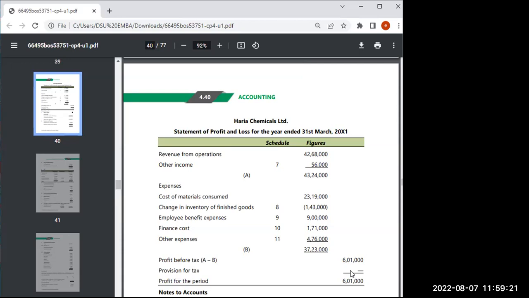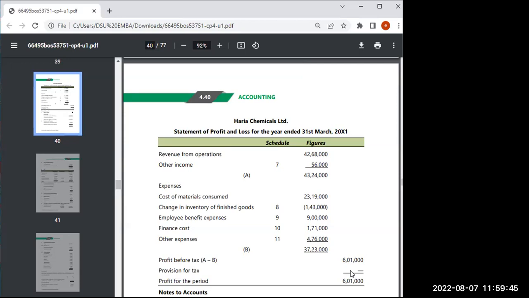Suppose it is given like this, 50,000 wage still outstanding. That time you have to take here 9 lakh 50,000. That 50,000 will go to current liability in the balance sheet. That's clear? Very good. So now employee benefit expense is only 9 lakhs. Next item is amortization. That is not there in this question.